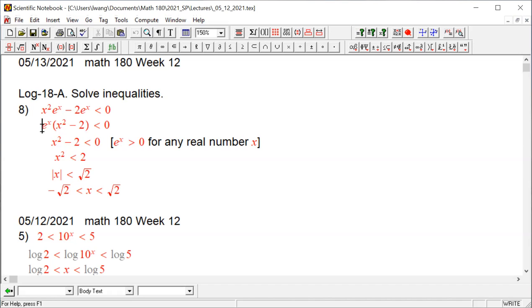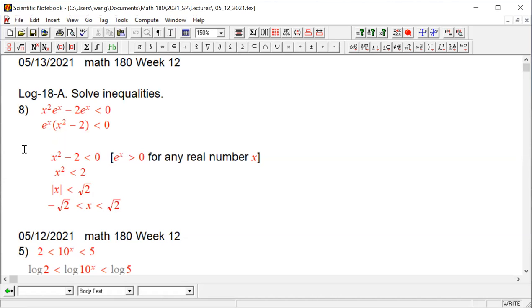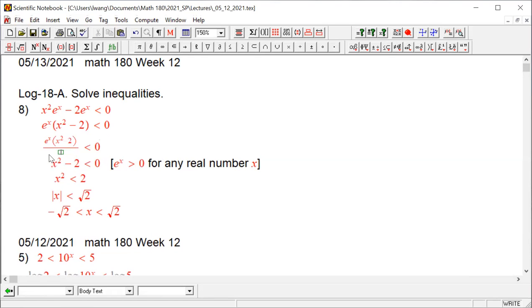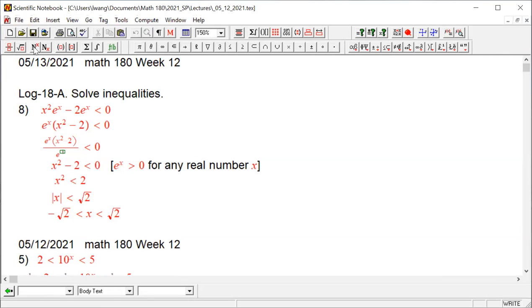And if e to the power x multiplied by x squared minus 2 is less than 0, then x squared minus 2 must be less than 0, because e to the power x is always positive, no matter what the number x is. So you can say, I'm going to multiply both sides by e to the power negative x, however you do it, or you can say, I'm going to divide both sides by e to the power x. You certainly can do that.